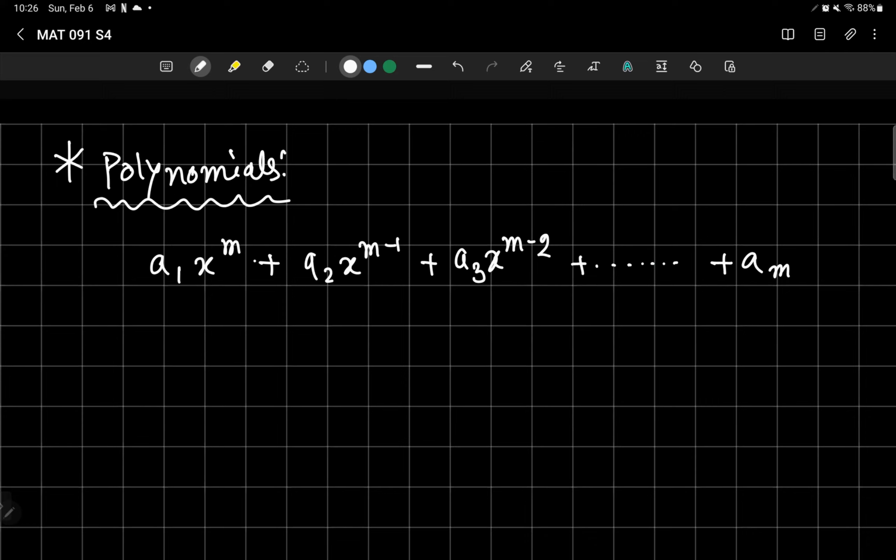Any quantity in this format is a polynomial. Here a1, a2, a3, up to am are all real numbers, these x's are variables, and these m's are integers. Does that make any sense? Well, if it doesn't, let me show you an example.